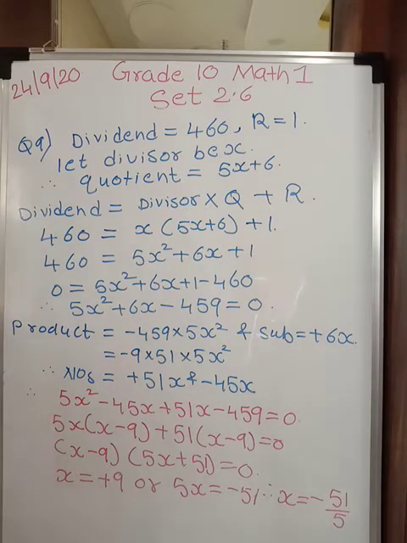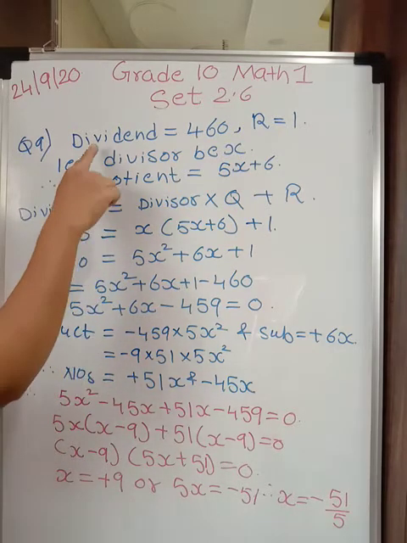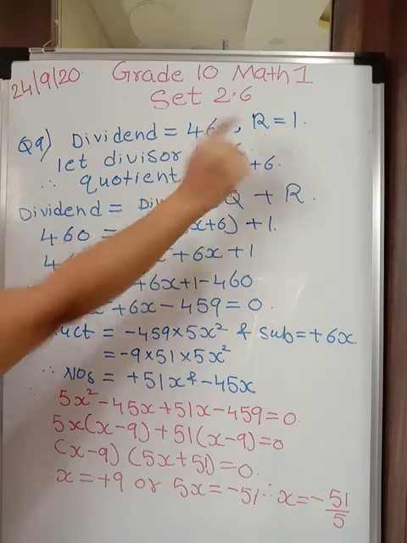So we are doing the ninth problem from set 2.6. Now see, it says if 460 is divided by a natural number, the quotient is 6 more than 5 times the divisor and the remainder is 1. So it is obvious the dividend is 460, and the remainder they have given is 1.